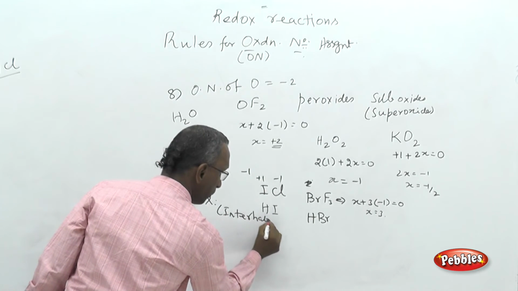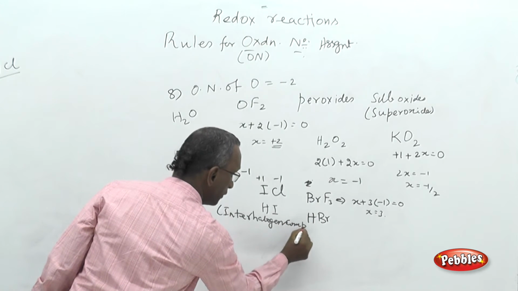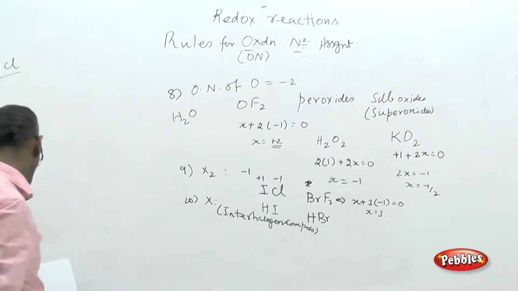Interhalogen compounds are compounds between two halogens. So interhalogens or interhalogen compounds. That is to be noted.